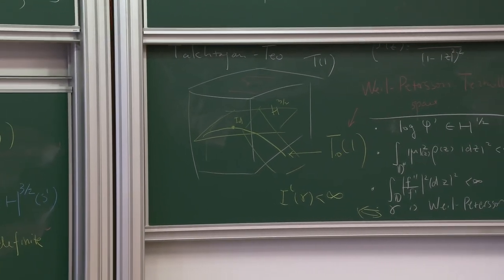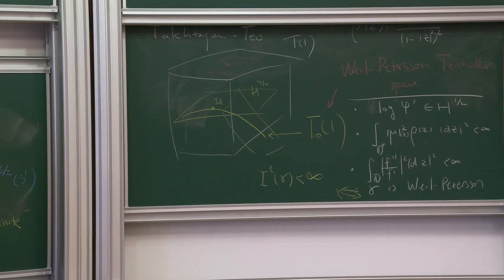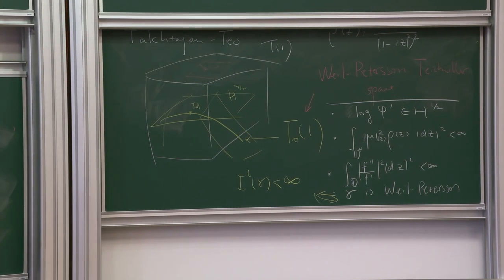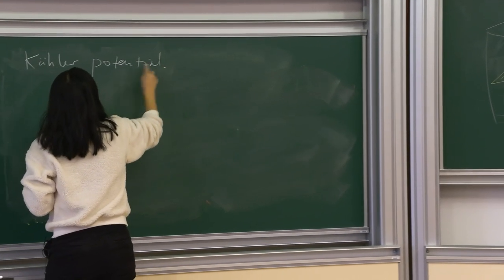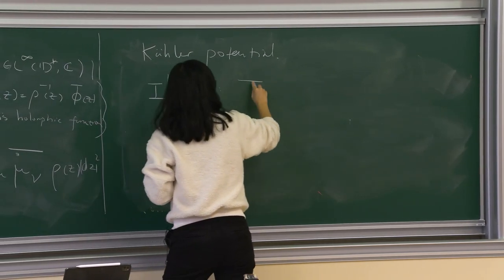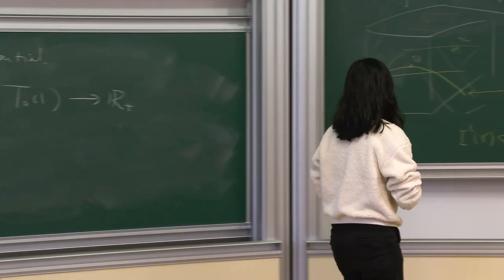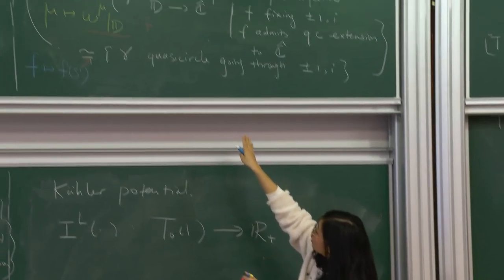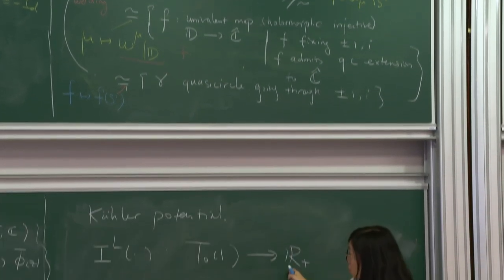And what is this Weil-Petersson Kähler potential? It just means that this Loewner energy, or universal Liouville action, is a functional from T_0(1) to R plus. For each element of T_0(1), I can associate a quasicircle. If I have a Weil-Petersson quasicircle, I can look at its Liouville action, which is still written there. It's a functional on this space.